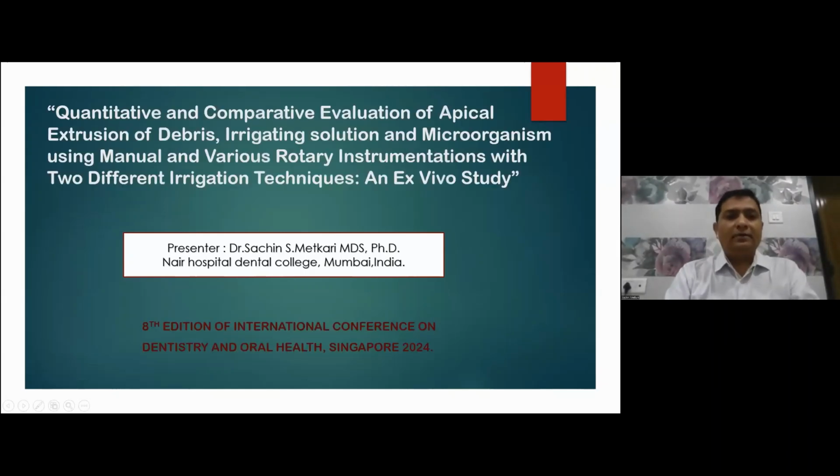For the topic quantitative and comparative evaluation of apical extrusion of debris, irrigating solution, and microorganism using manual and various rotary instrumentation with two different irrigation techniques. This is an ex vivo study.